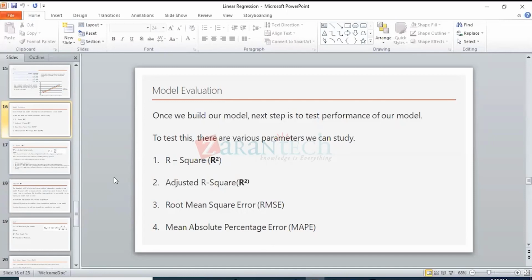So for linear regression, we have mainly four evaluation parameters. One is R square, adjusted R square, root mean square error (RMSE), and mean absolute percentage error. So let's see one by one what those are.